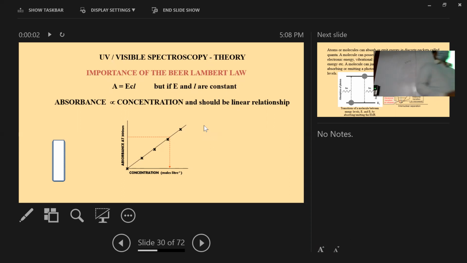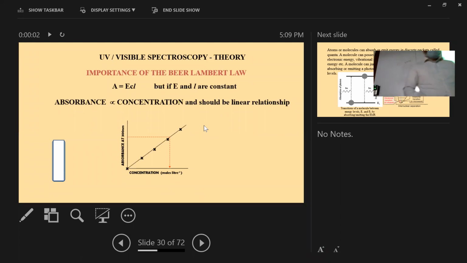That means by this way, you can prepare a standard curve. What does a standard mean? If you know the concentration for any solution, that is known as a standard. Then a standard curve means you have prepared different types of samples, you have taken the absorbance from the UV visible spectrophotometer, and you have plotted this type of curve. That is known as a standard curve.